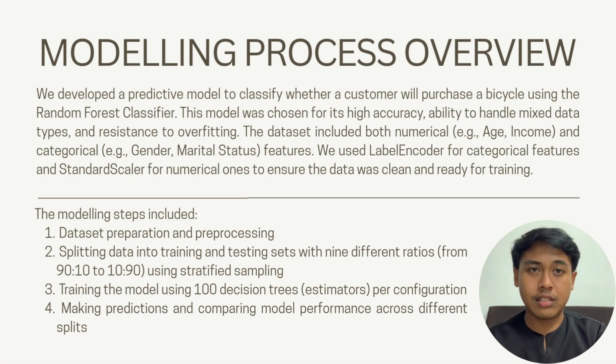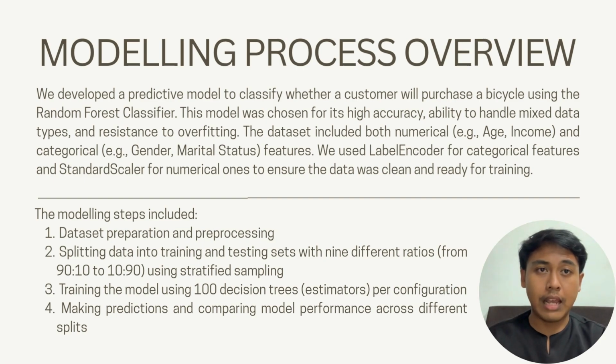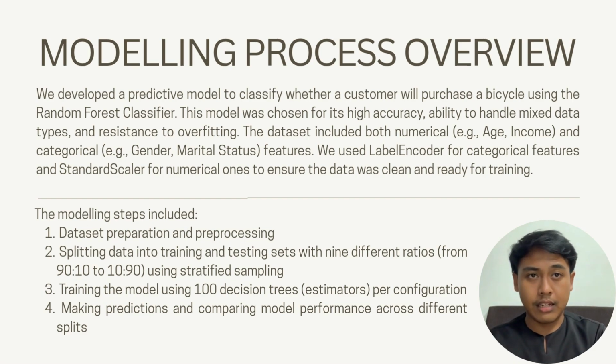We chose the random forest classifier as our model because it performs very well in classification tasks, especially when handling datasets with both numerical and categorical features. It is also resistant to overfitting, which helps ensure our predictions generalize well to unseen data. To prepare our dataset, we encoded categorical variables such as gender, marital status, and region using label encoder. And we normalized numerical features like age and income using standard scaler. This step ensured that the model could process the input data consistently.